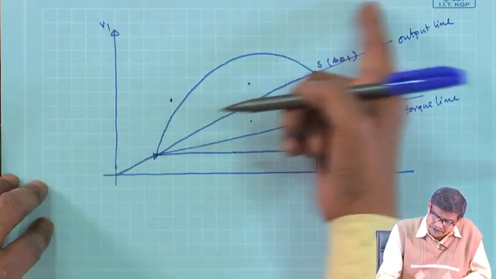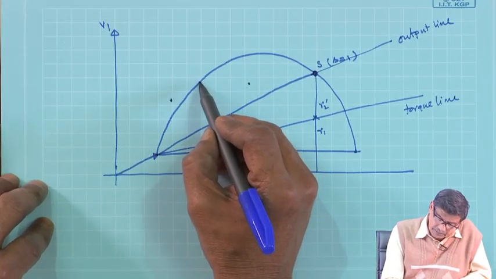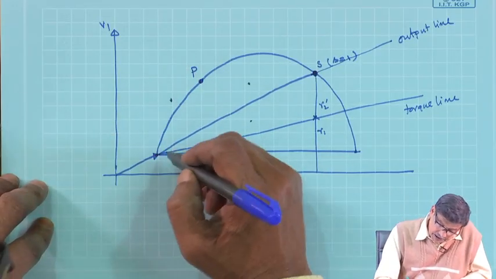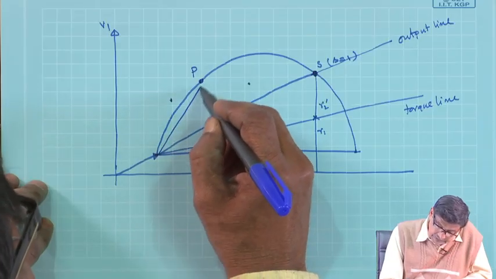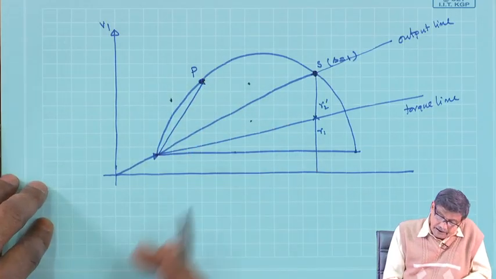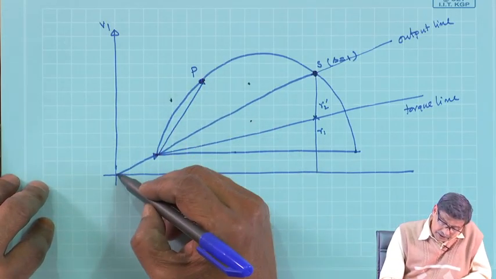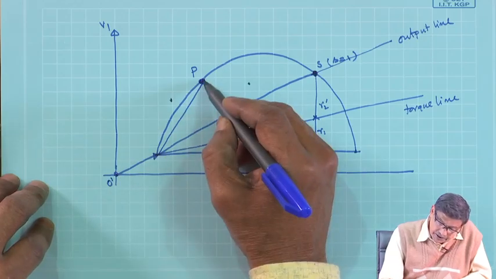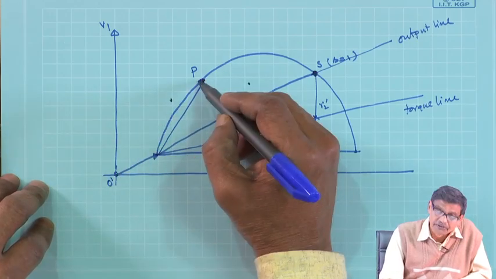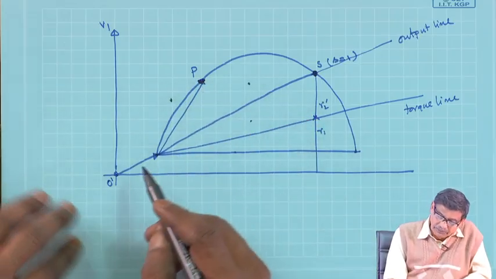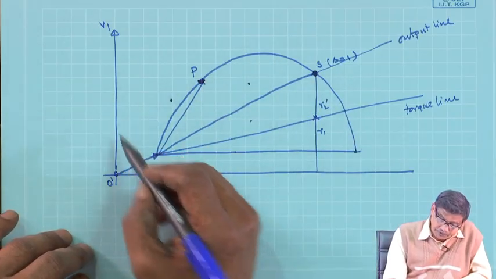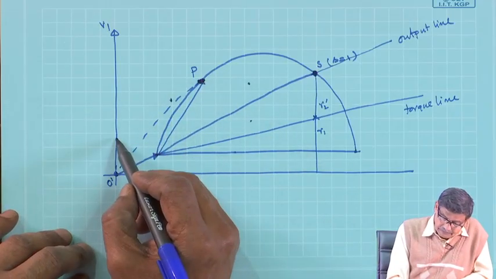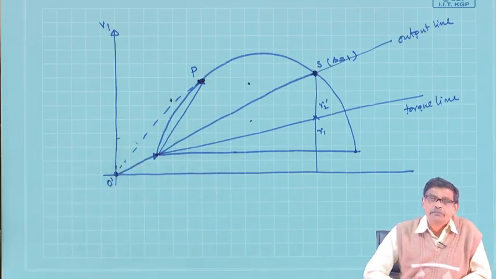Now, either from the slip line or somehow if somebody says this is the operating point, you simply join this. Current drawn from the supply will be this length, say O dashed P, will be the current drawn from the supply. What will be the power factor of the motor? Join this point, cosine of this angle will be the power factor angle.